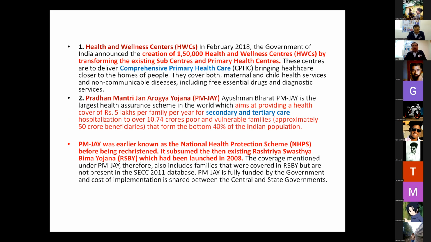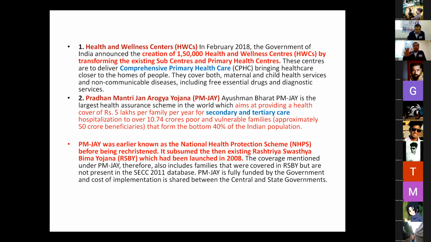And what kind of coverage will be there? The cover of rupees 5 lakh per family per year for hospitalization to over 10.74 crore poor and vulnerable families, right? Approximately 50 crore beneficiaries that form the bottom 40% of the Indian population. So if you look at the Indian population, then the bottom 40% of the population will get the benefit of this PMJAY. That is definitely a very ambitious program, because every family will get a cover of rupees 5 lakh per year.